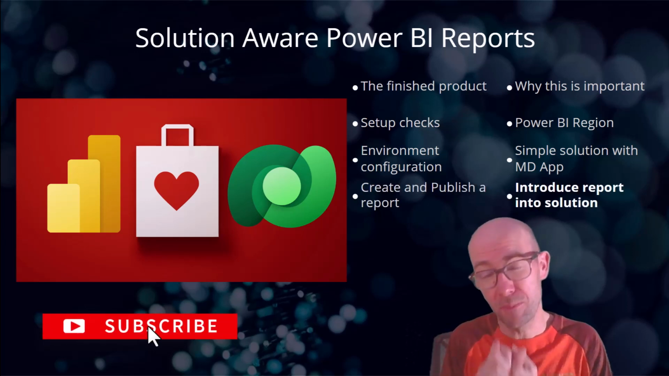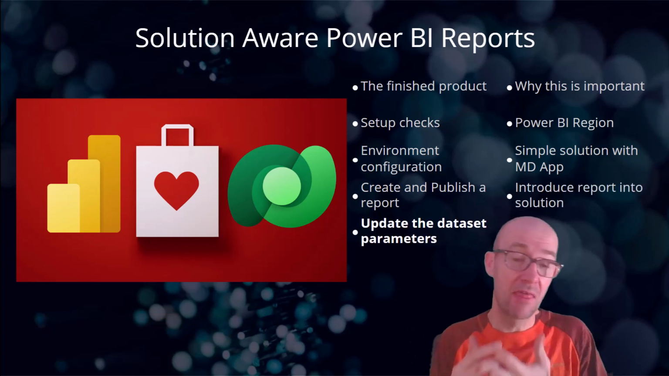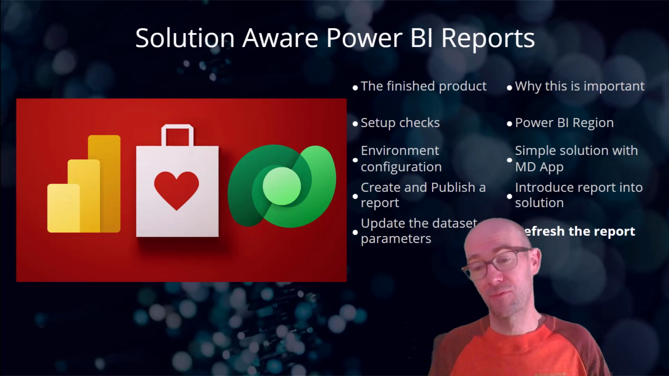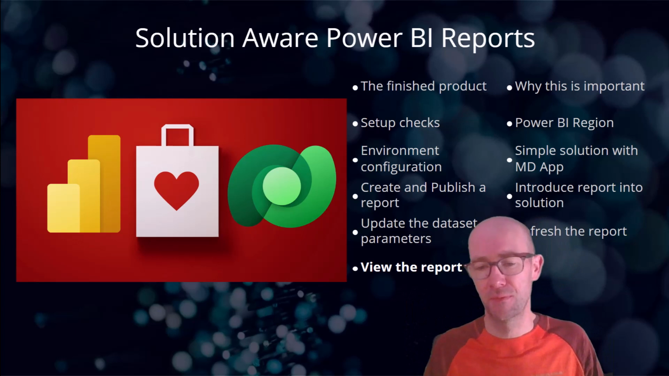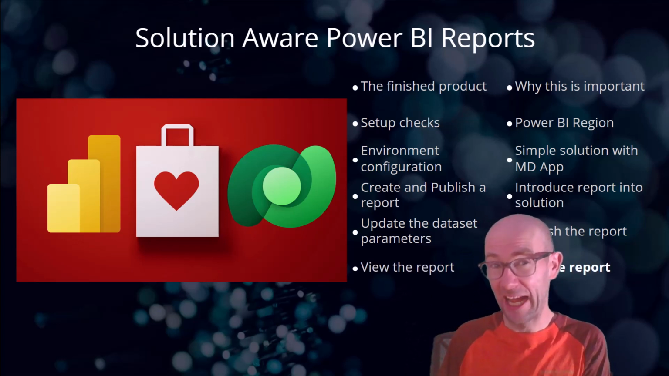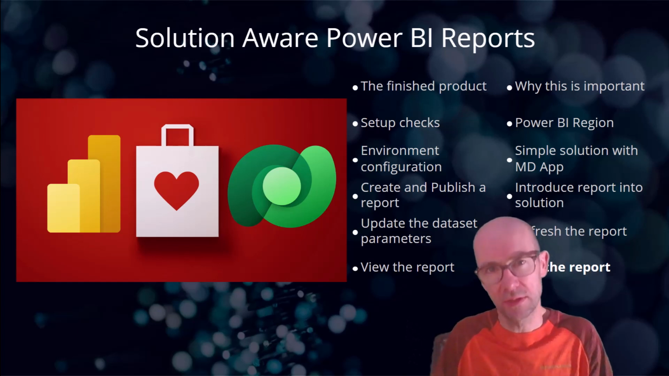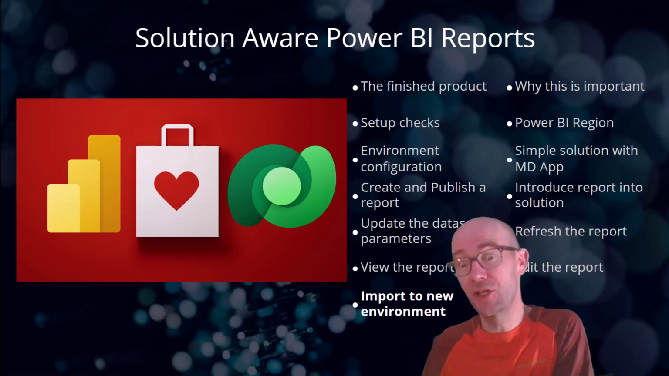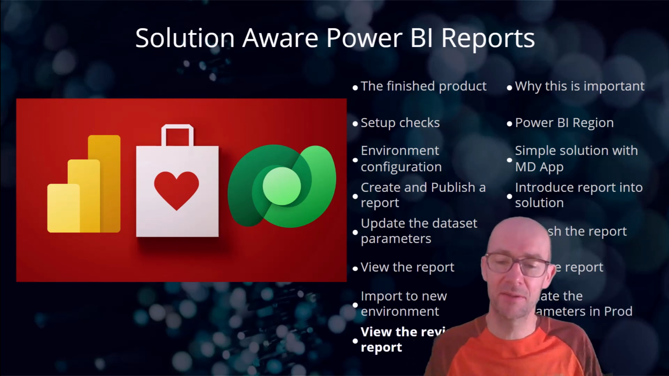We're going to introduce the report into a solution, and I'm going to bring that into the dev solution. Then I'm going to update the dataset parameters. Once we've done that, we can refresh the report. We'll be able to refresh that report online. Then we're going to review the report. We're going to edit the report again just to show how you can make edits to that report, because it's not completely intuitive. Then we're actually going to export our solution into a new environment. We're going to make the change to the parameters in our production environment. And then finally, we are going to view our revised report.